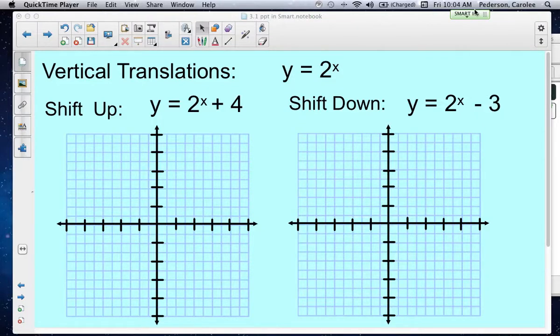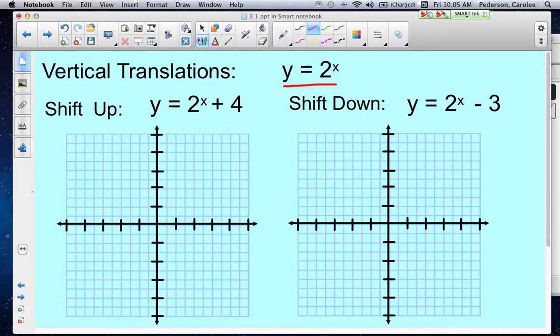All right, this is 3.1, day 1, part 3. This is now taking those transformations and showing you from the parent function when we shift up and down. So if I review the parent function, I'll do those in red on these two graphs. Decide if you want to write them down. I probably would write these next few slides down so you remember the transformations.